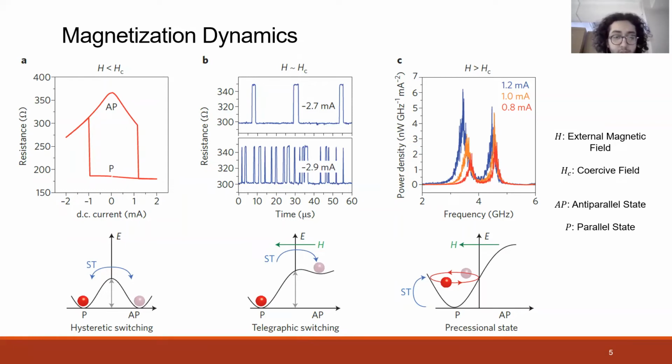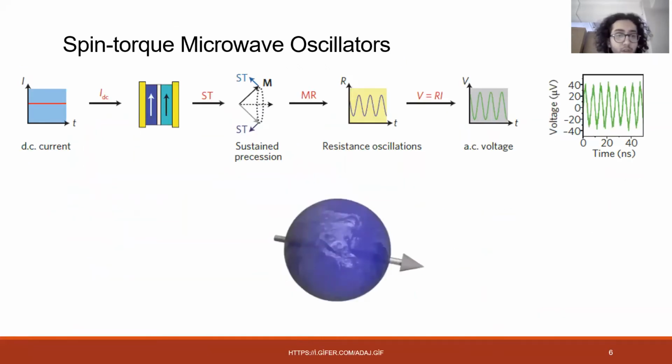In the last scenario, H is more than Hc. Just the parallel state is stable. When the current gets more intense, the electrons will start to precess around the pattern since there is just one local minimum energy level. We can have spin torque microwave oscillators with this torque.